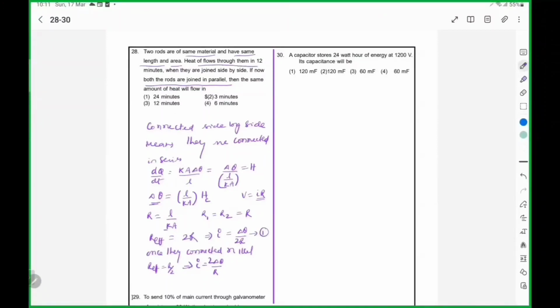Heat flows through them in 12 minutes. Then this H is dq by dt, per unit time. If it flows for 12 minutes, delta q will be 12 delta theta by 2r, which is 6 delta theta by r.